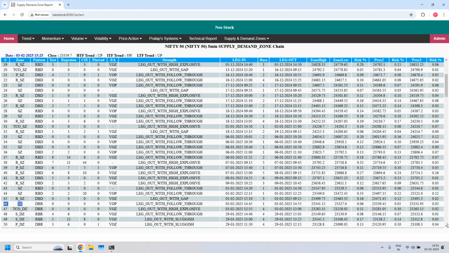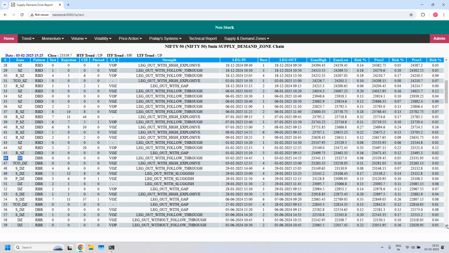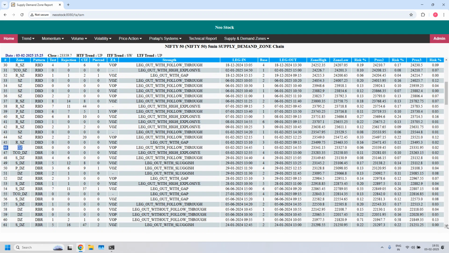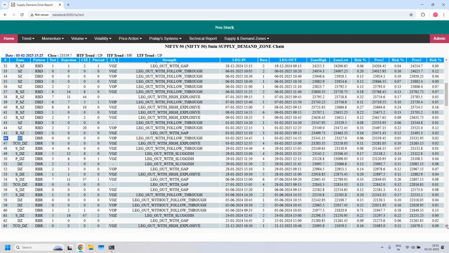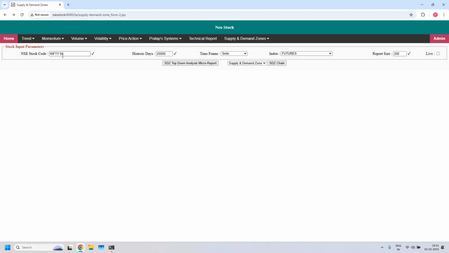Okay, let me put it in the center so that you get more demand and supply zones. Okay. So this is about a NIFTY supply demand zone chain. Next we will generate BANKNIFTY supply demand zone chain. That is nothing but NIFTY Bank. So generating monthly supply demand zone chain for BANKNIFTY.